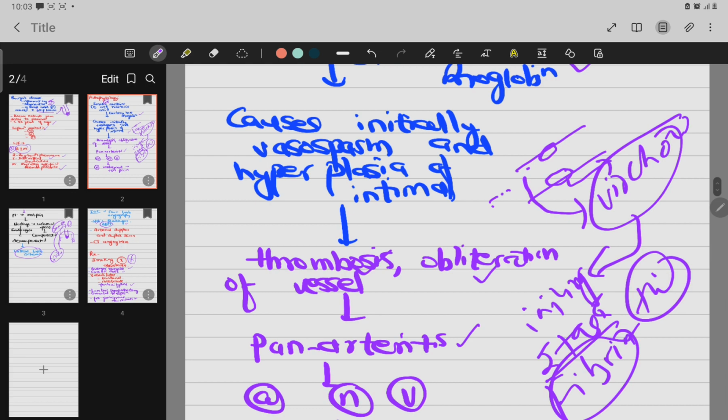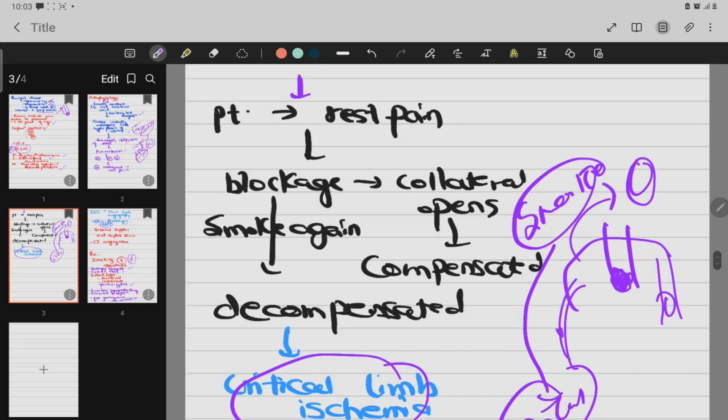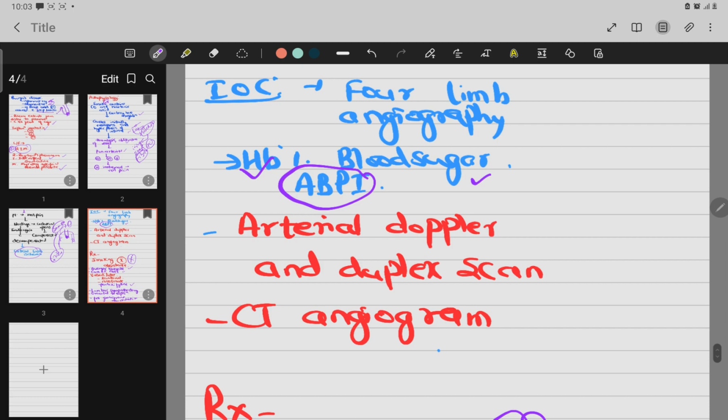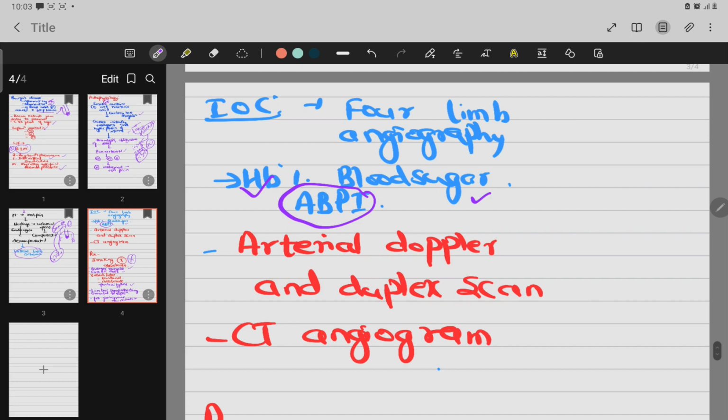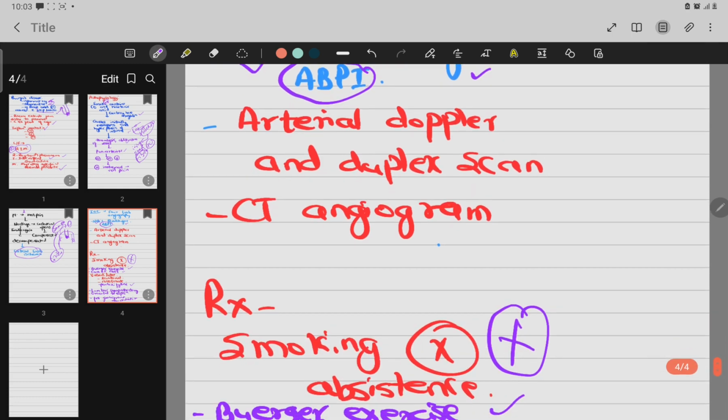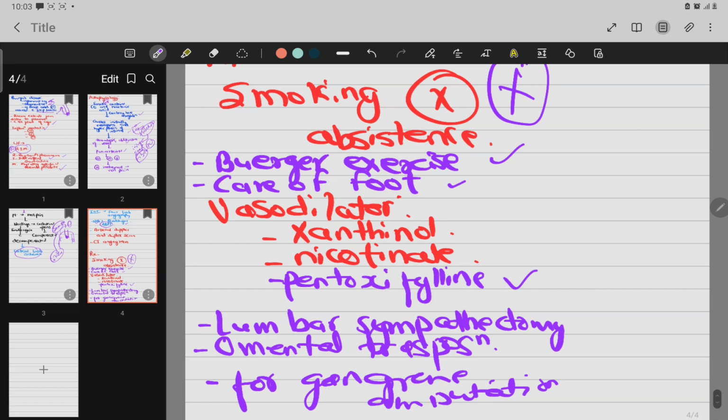The features we have already discussed, and then we investigate the case with arterial angiography, ankle brachial pressure index, arterial Doppler and duplex scan, and CT angiogram. Lastly we will treat the case. Initially we have to stop the smoking, do Buerger exercise, and care for the foot. Then we can give vasodilators, that is xanthinol nicotinate and pentoxifylline, and lastly we can do lumbar sympathectomy, metatarsal transposition, and for gangrene, amputation. In this way I discussed Buerger disease. Thank you.